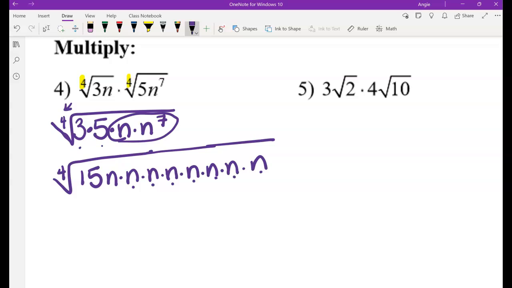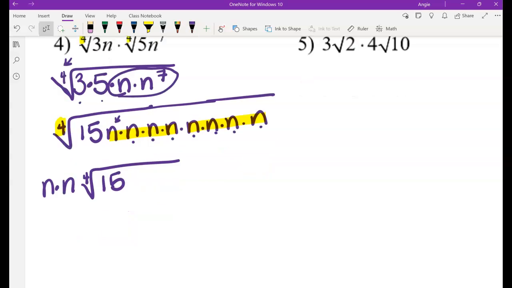That's n to the 7th, and there's an extra one. Well, if you think of it, we got 1, 2, 3, 4. Okay, an index of 4 allows us to simplify one out. 1, 2, 3, 4. There's another one, so we can simplify 2 n's out, 1 and 1. So on the inside of this 4th root, we just have 15. On the outside, we have n squared, because n times n is n squared, with an index of 4. And then we are going to have the 4th root of 15.